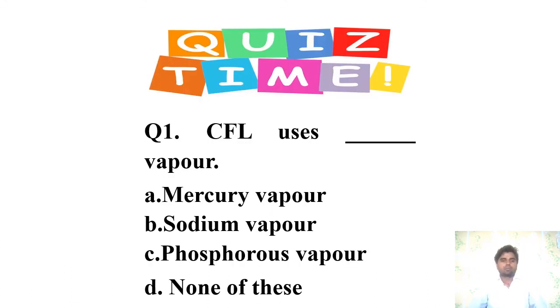Now students, you have to tell me, CFL uses dash vapor. Which type of vapor is used by CFL? Students, we have studied that CFL contains mercury vapors.